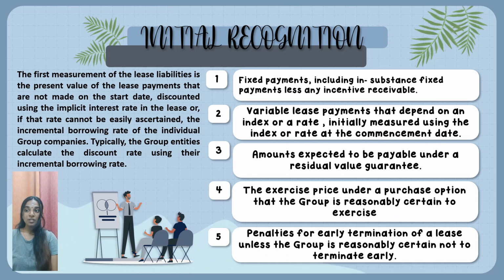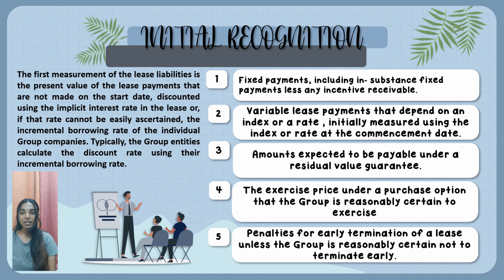The first measurement of the lease liabilities is the present value of lease payments that are not made on the start date, discounted using the implicit interest rate in the lease, or if that rate cannot be easily ascertained, the incremental borrowing rate of the individual companies. Typically, the group entities calculate the discount rate using the incremental borrowing rate, which is fixed payment including in-substance fixed payment less any incentive receivables.